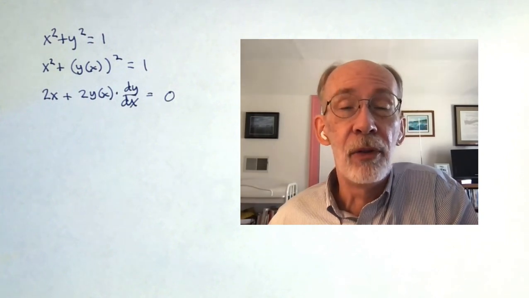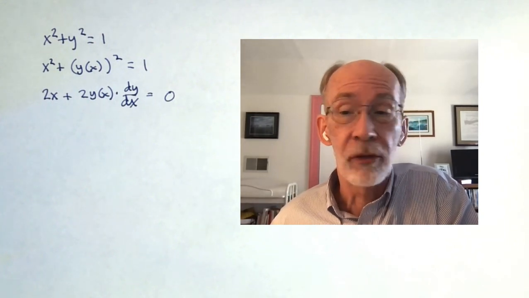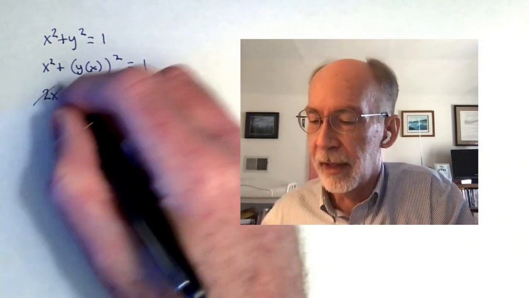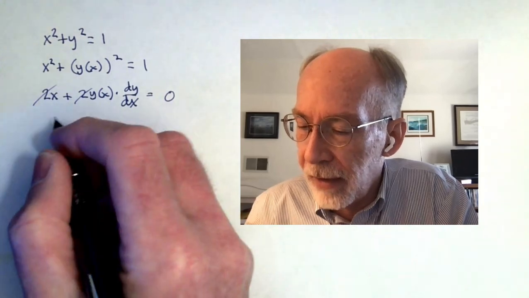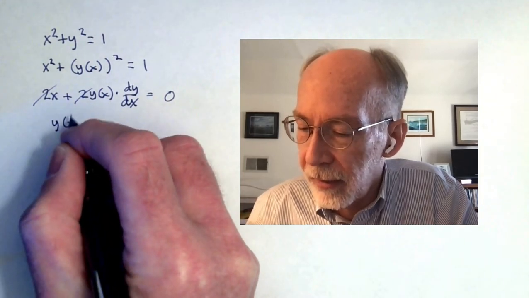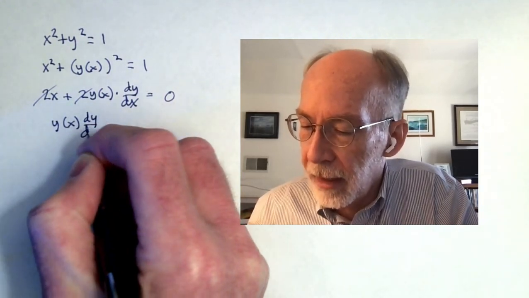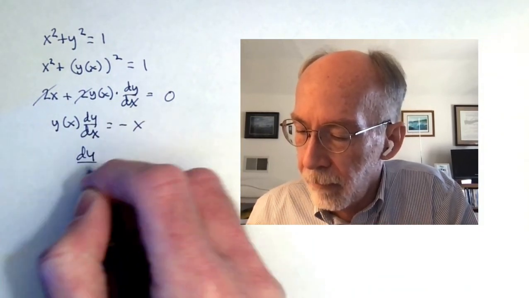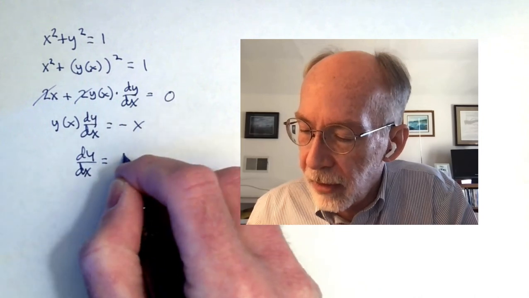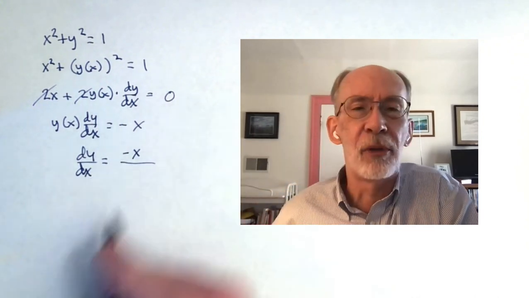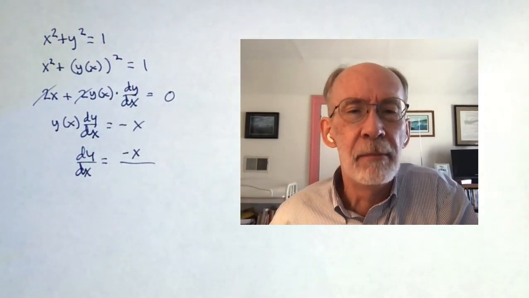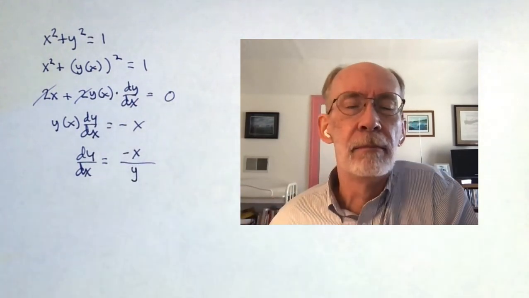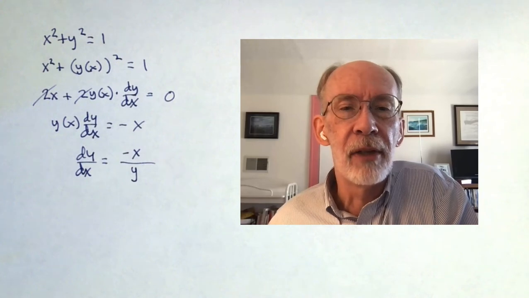Now I'm in a position to solve for dy/dx. I can divide the entire equation by 2. That'll save me a little time. And so y of x times dy/dx equals the opposite of x, and so dy/dx equals the opposite of x over y of x. That notation has sort of served its purpose already, so I'm just going to go back to calling that y. So dy/dx is -x over y.